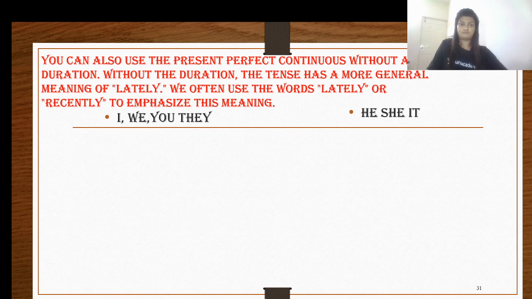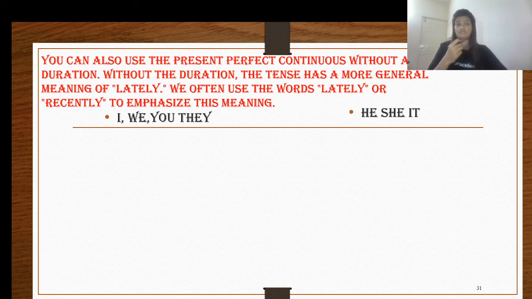Same thing. Now let us move on to the second usage, which is you can also use present perfect continuous without a duration. You don't really have to use it only for the duration, but you can also use it without the mention of the duration. Without the duration, the tense has a more general meaning of lately or recently. We often use the words lately or recently to emphasize this meaning.